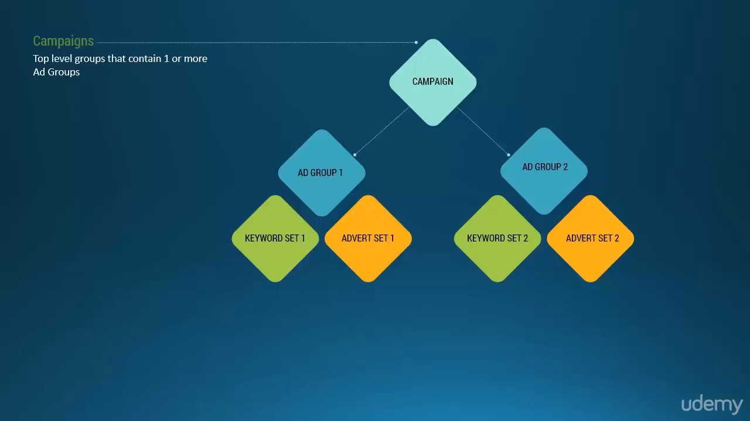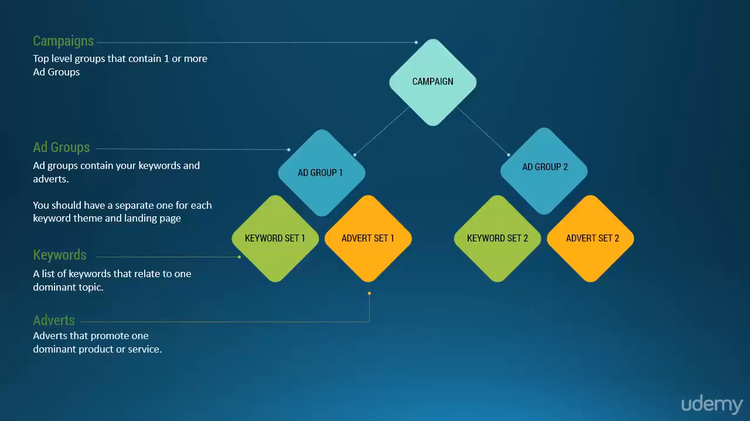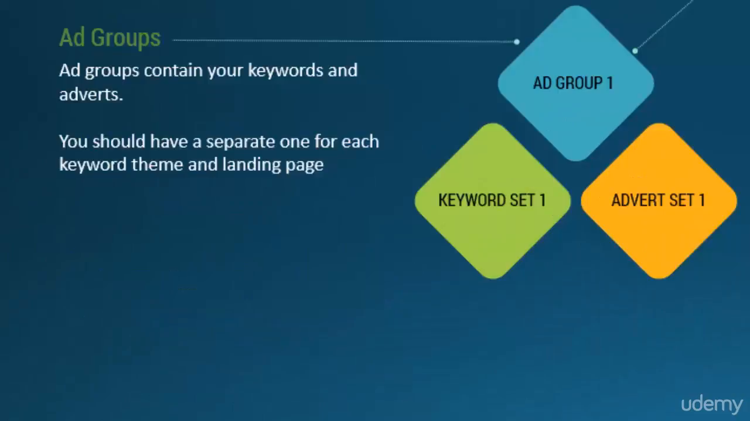Ad groups are essentially little pots that hold together your keyword set and the adverts. Now, the keywords within a particular ad group trigger the adverts that are in that ad group. Now, in this course, we're going to try and get you to be as relevant as possible with your advertising. This means creating really tight ad groups that have focused keyword sets relating to highly relevant adverts that direct traffic to specific relevant pages on your website.